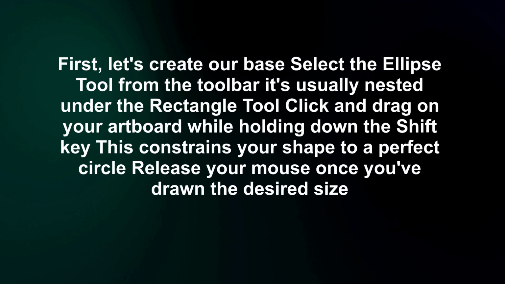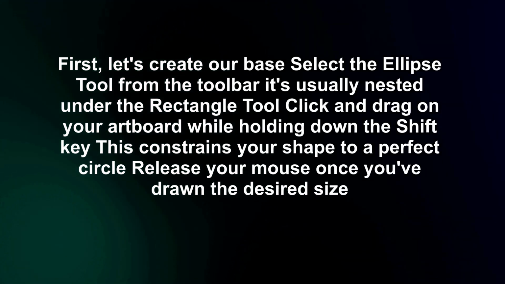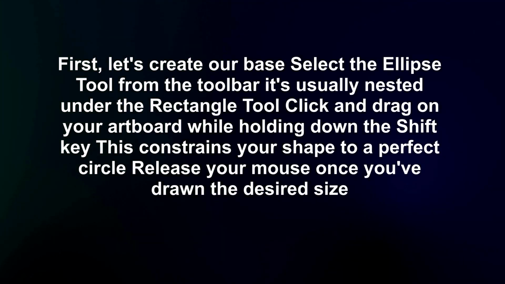Click and drag on your artboard while holding down the shift key. This constrains your shape to a perfect circle. Release your mouse once you've drawn the desired size.